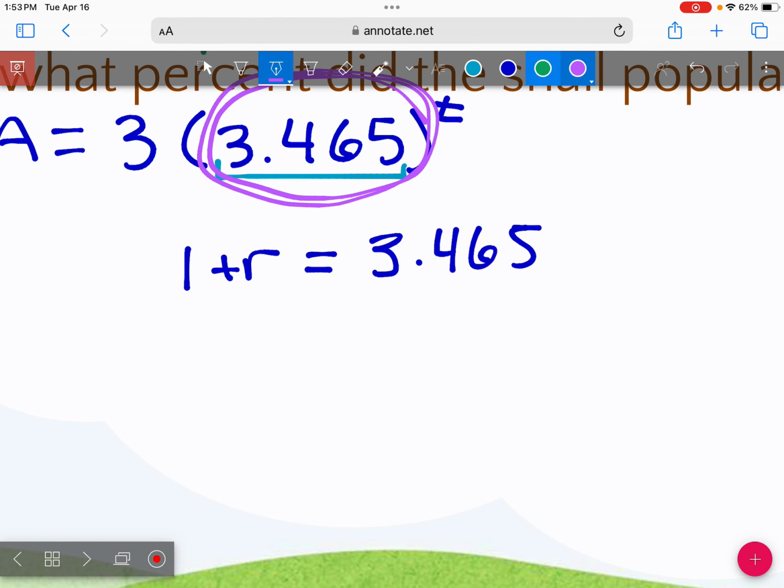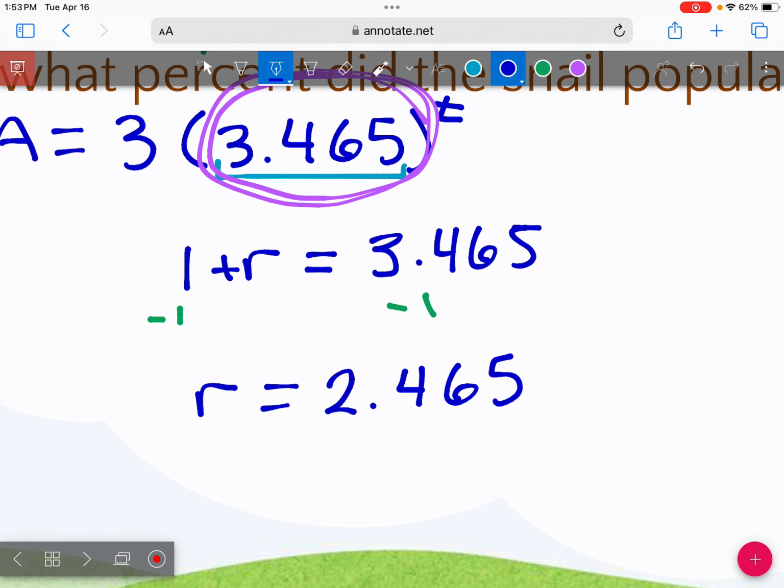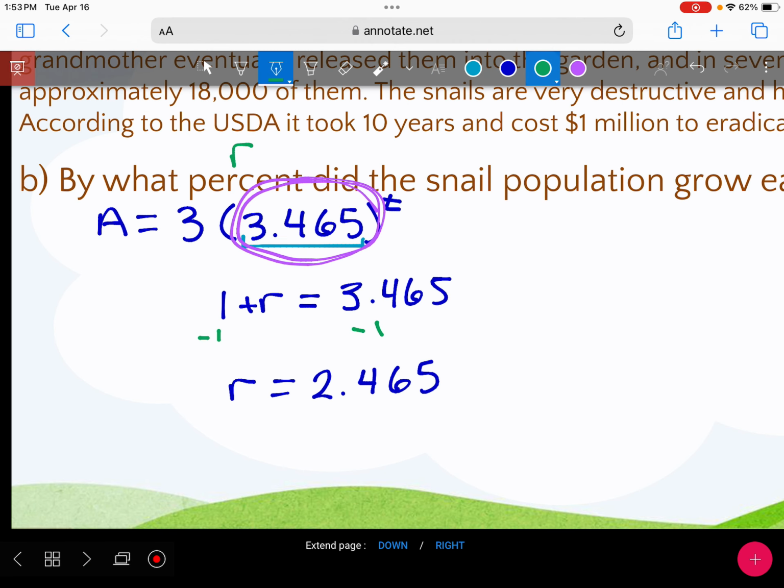So to get r all by itself, we can subtract 1 from each side, right? That way r is, as a decimal, 2.465. So to get it as a percent, since they asked for percent, we scooch it twice: 246.5%. And this is why they don't let you bring snails home from vacation, because they grow by 246.5% each year.